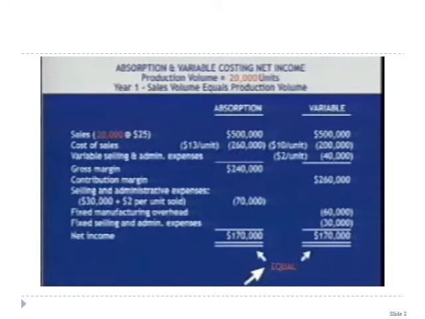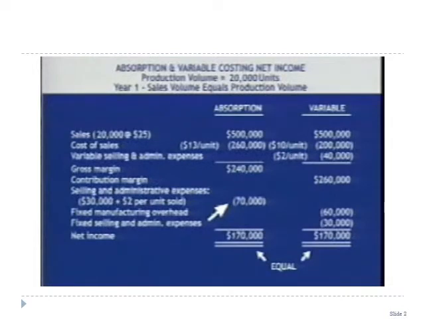This may be seen in condensed income statements. Revenues of $500,000 are equal under absorption and variable costing. Absorption cost of sales at $13 per unit production cost is $260,000. Variable cost of sales includes $10 per unit variable production cost, plus $2 per unit variable selling and administrative costs. Total variable cost of sales is $240,000. Gross margin under absorption costing is $240,000 and contribution margin under variable costing is $260,000.